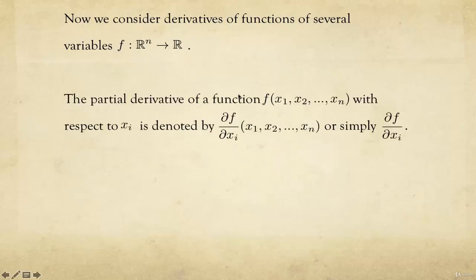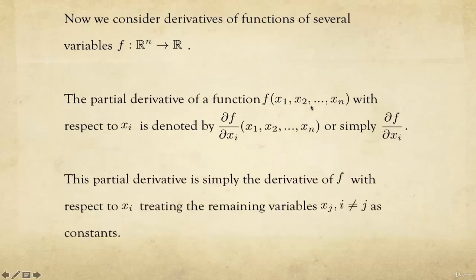The partial derivative of a function f of many variables with respect to a particular variable is denoted by ∂f/∂xi. Again, this is the partial of f with respect to xi. Sometimes we just denote this whole derivative simply as ∂f/∂xi. So this is the derivative of f with respect to one of the variables. The partial derivative is simply the derivative of f with respect to xi, treating the remaining variables, the ones that are not xi, as constants.